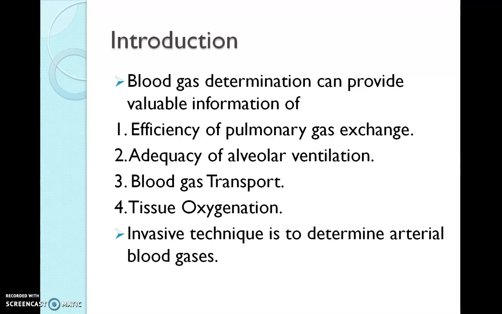Next, blood gas transport is the important task of the blood to transport the oxygen absorbed in the lungs to the organs and tissues, and to remove carbon dioxide formed in the body. The fourth one is tissue oxygenation, which occurs when oxygen molecules enter the tissues of humans, and it occurs when blood is oxygenated in the lungs by oxygen molecules traveling from the air into the blood.